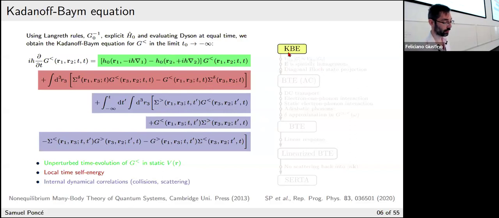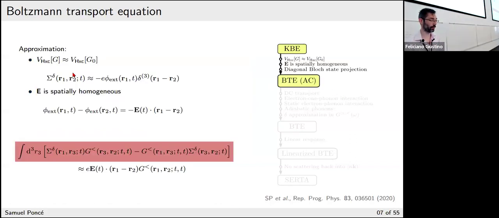And so this is really the most general, exact many-body equation of motion. And what I'm going to try to do is to show you the steps, the approximations that we need to do in order to go to the Boltzmann transport equation that we will use this afternoon. So the first approximation that we can do is we can approximate the exchange correlation potential, and we can evaluate it at the non-interacting one. And this allows you to then simplify your equal time self-energy in terms of this external electric field like this.